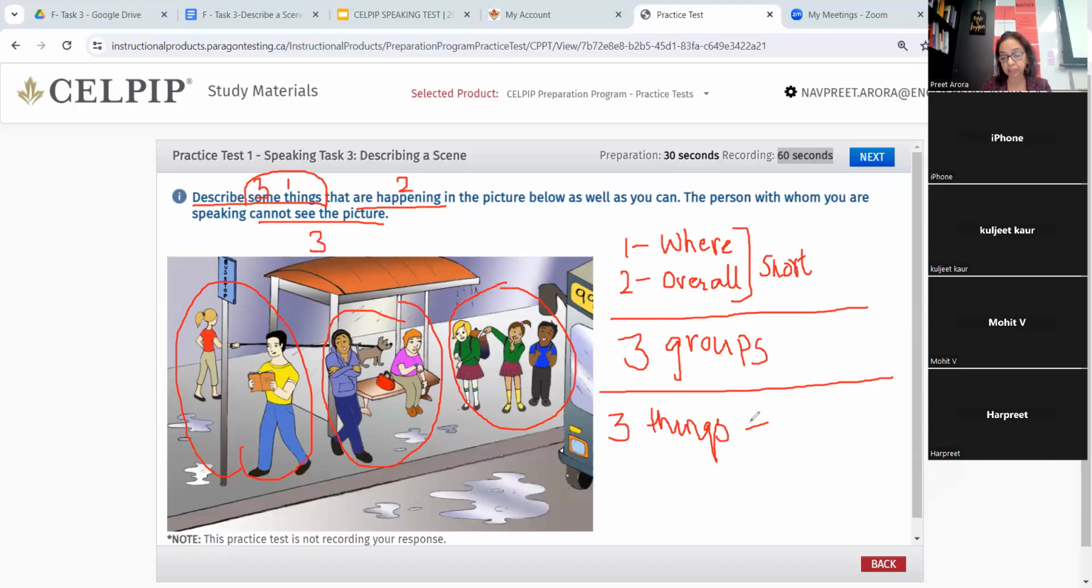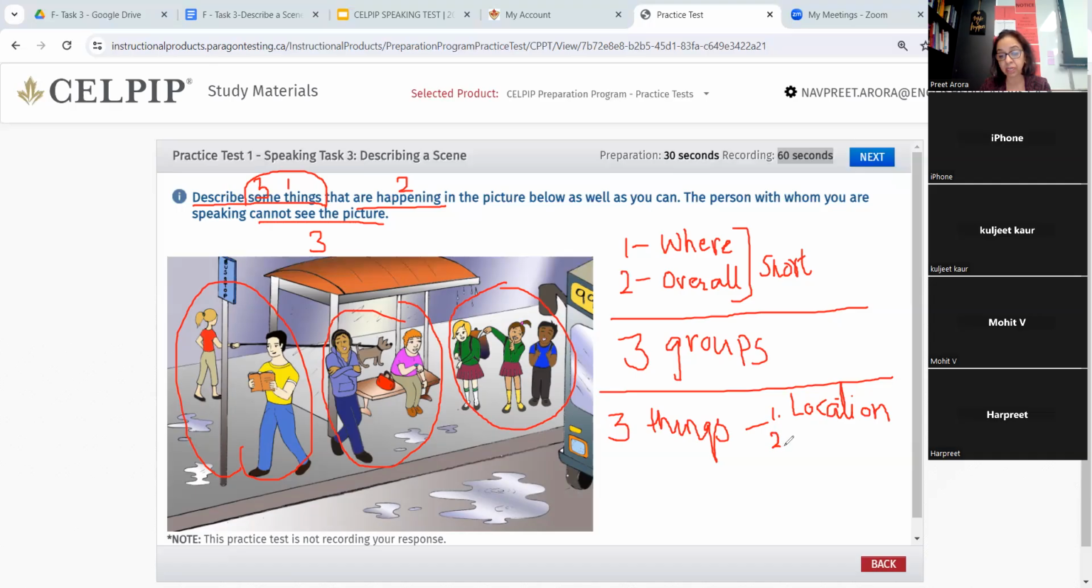So what are the 3 things that can take you to CLB 9? Number 1, you will give the location of the person who you are talking about. Where is that person? And when you give the location, it will help the examiner to identify whether you can use proper prepositions of location. So that is your point number 1. You have to say where the location is.